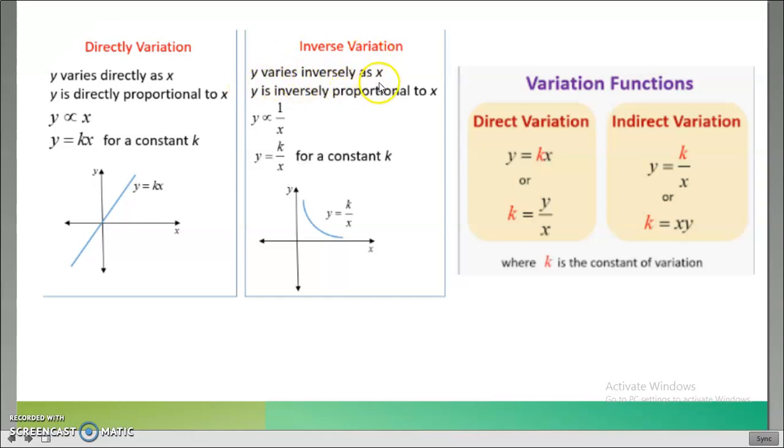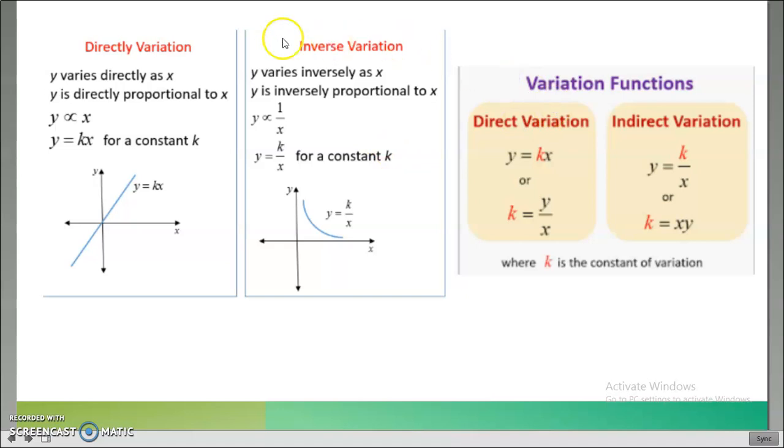Inverse variation states that y varies inversely with x. That means as y increases, x decreases, or vice versa. So y is inversely proportional to x, and we have y equals k over x. The example formulas are y equals k over x, or k equals xy. So it's not directly proportional, it is inversely proportional.